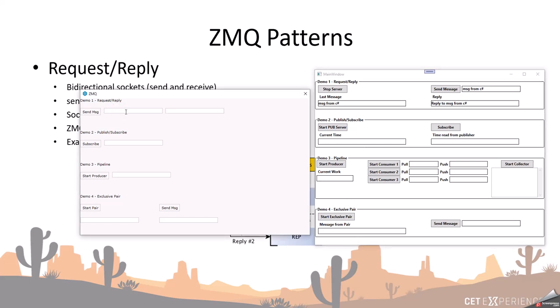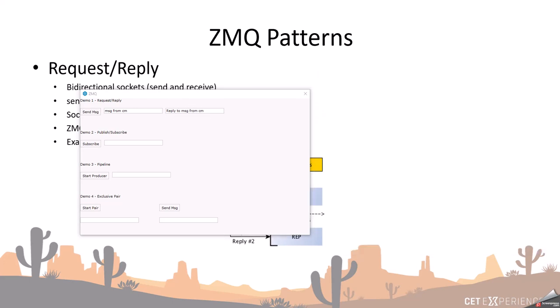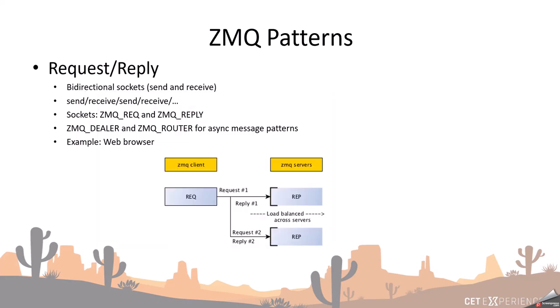But we could go over to C++ here and say message from C++, and we can send that message. If you look back on the C# app, the server got the message from C++ and it replied back, reply to message from C++. So what does that code look like?